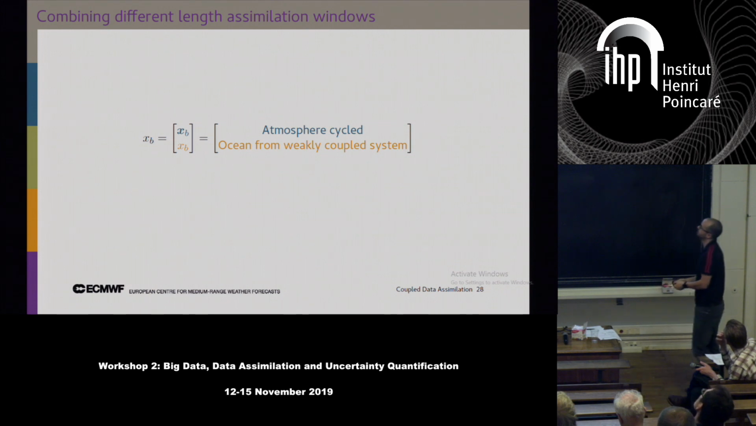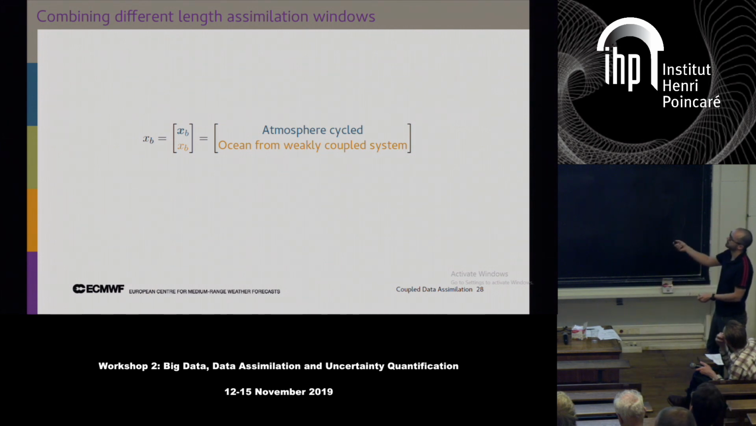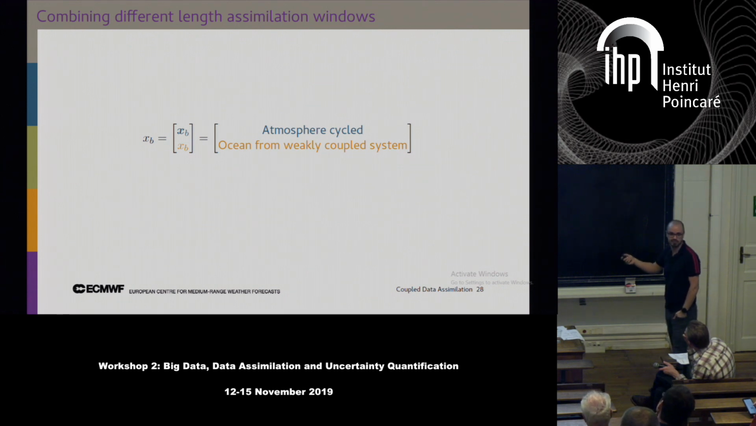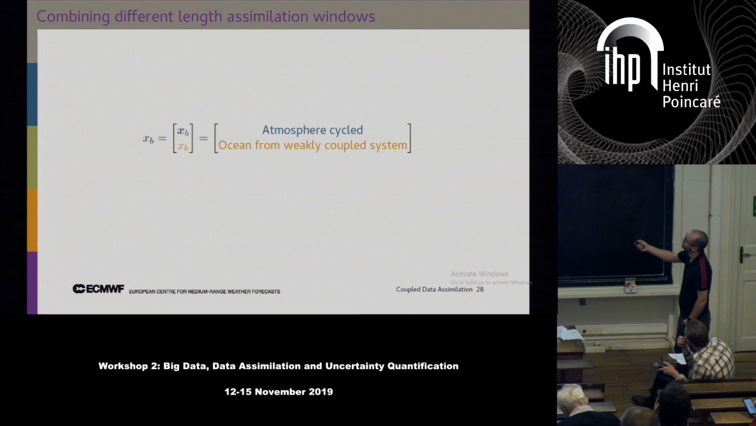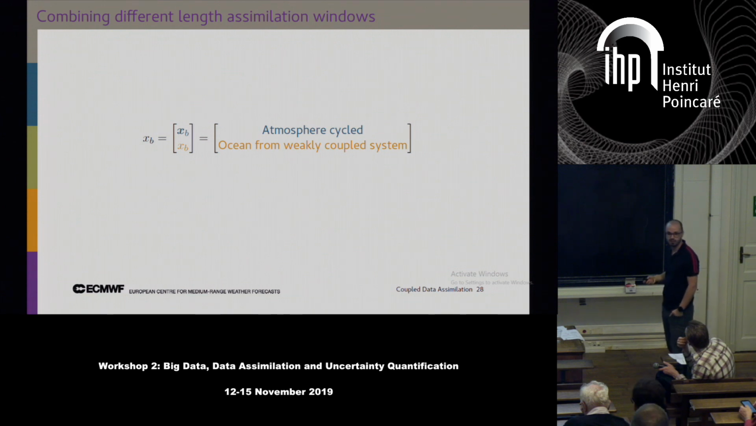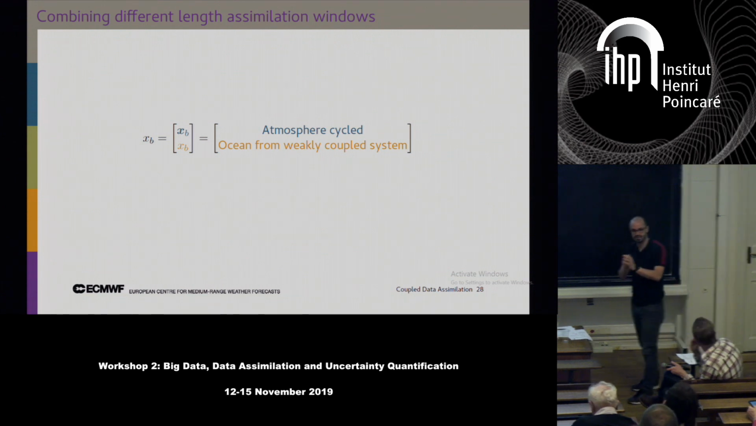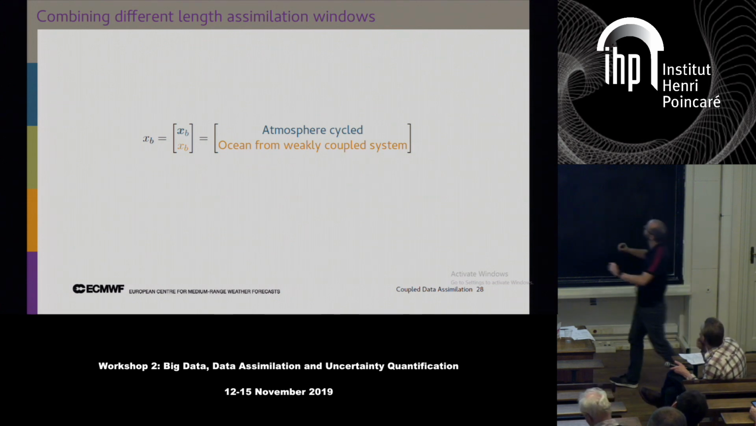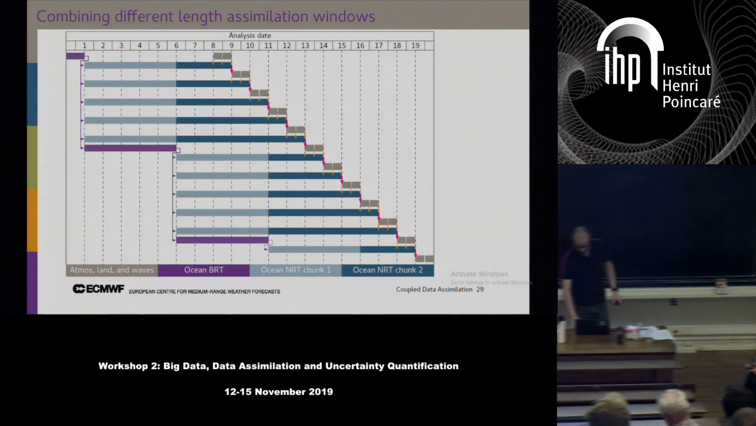And that something different is what we're considering now, where we're going to take our background term, which we're going to use to start each analysis with all our coupled operators. We're going to cycle our atmosphere, as we would do, but our ocean initial conditions, we're always going to start from our weakly coupled system, the system where it has these really long analysis windows. Okay. And what does that look like?